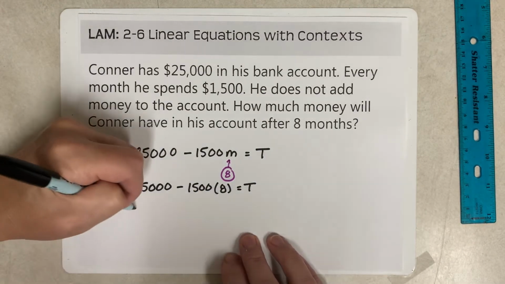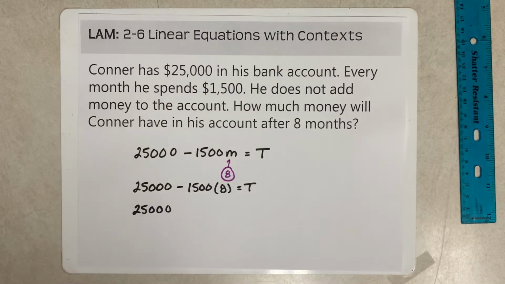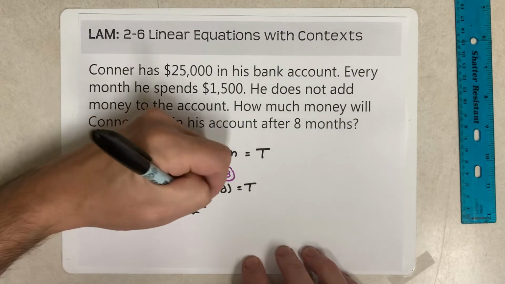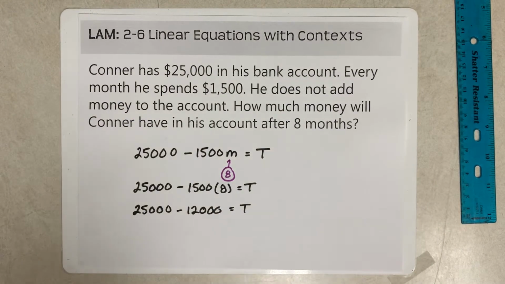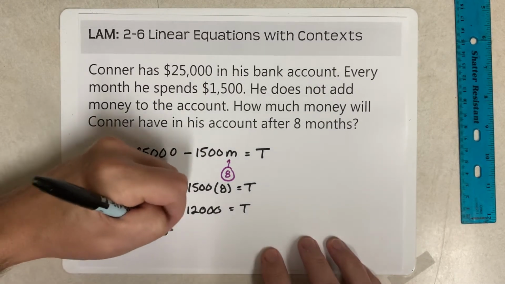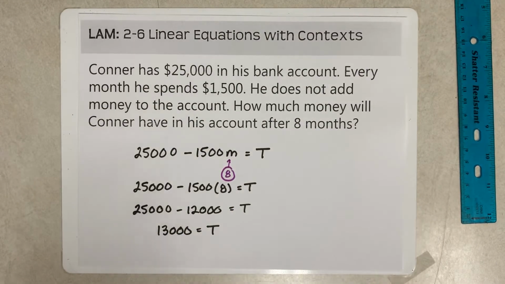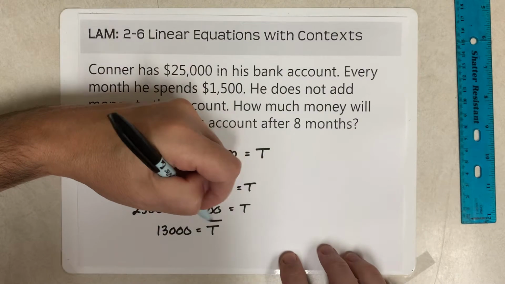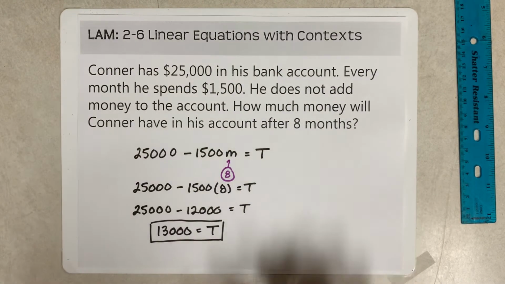All right, so I've got 25,000, and then I need to calculate 1,500 times 8. So 1,500 times 8 would be 12,000, is equal to T. And so if I take 25,000 and take away 12,000, I'm going to get 13,000. After 8 months, he's got $13,000 left in there. Box that in. And then there you go.